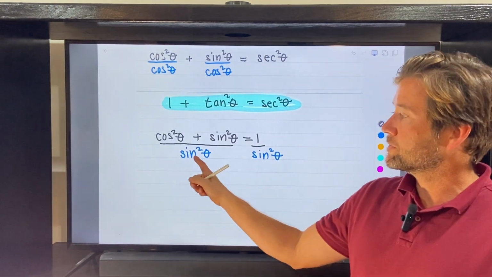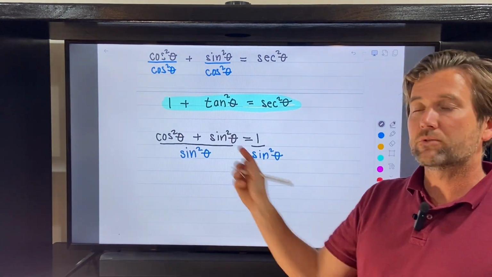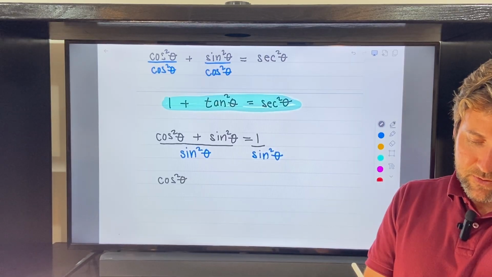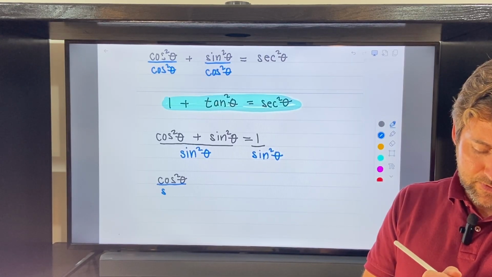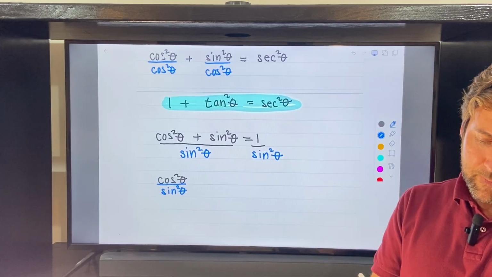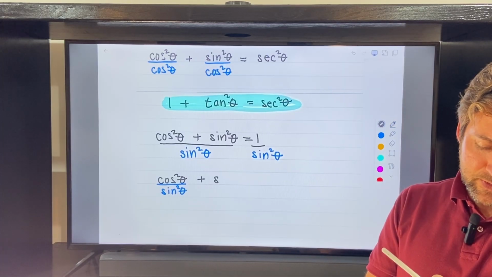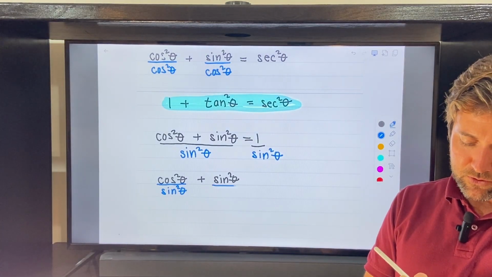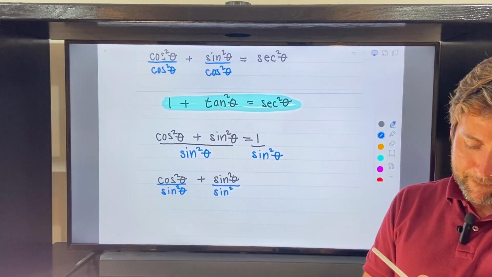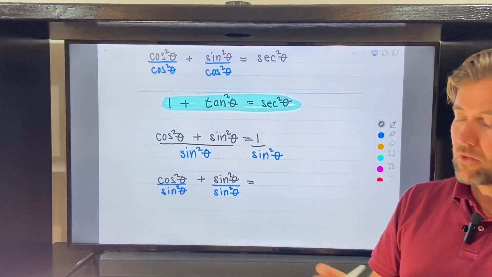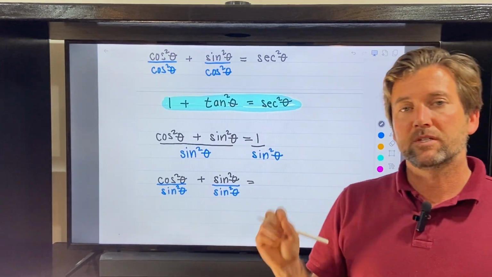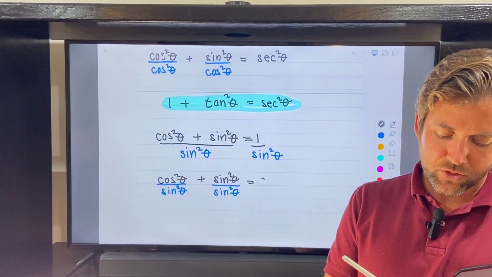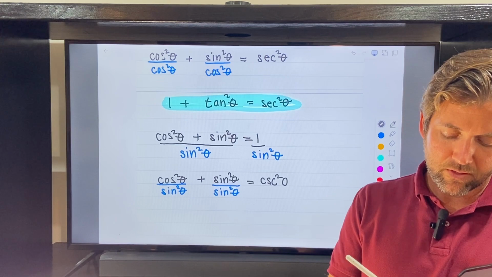Again, we're going to distribute this division. We're going to divide this into each of the terms in the numerator. So this is cosine squared theta divided by sine squared theta plus sine squared theta divided by sine squared theta equals 1 over sine squared theta, the reciprocal of sine squared theta, which is cosecant squared theta.